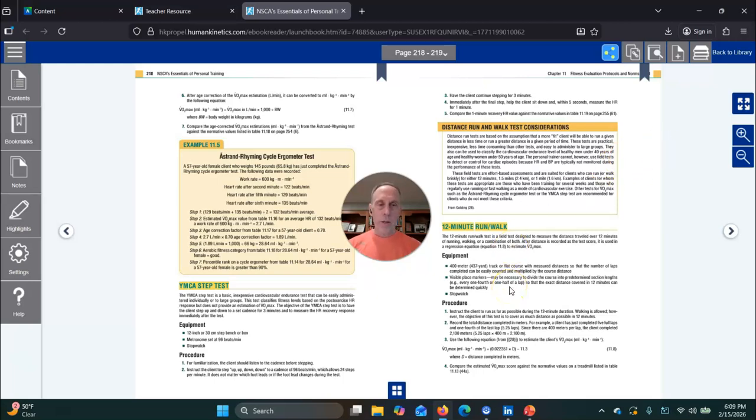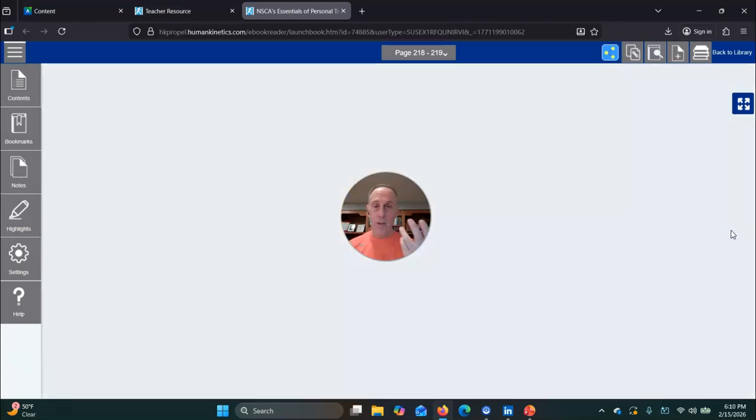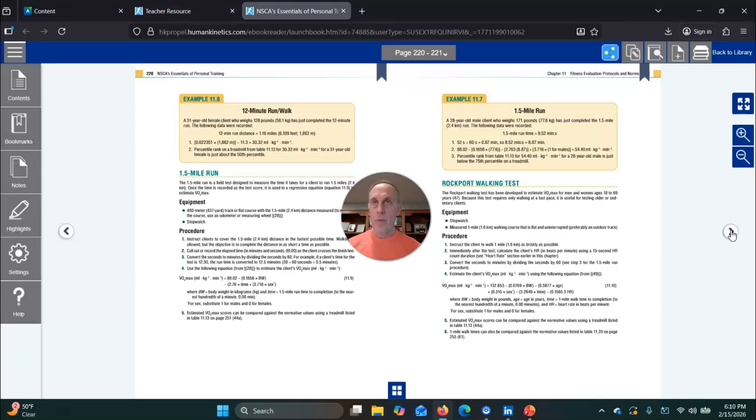With the 12-minute run walk, it's a field test designed to measure distance traveled over 12 minutes of running or walking. You just have to get on a 400-meter track, mark out your spots, and guide your client and make them understand that this is a 12-minute walk-run test. You can choose to walk or run, whatever you like. Then we can use our calculations to come up with the person's VO2 max. And notice it's an estimate of VO2 max. It's not actual. We don't have a mask on them evaluating what they're doing through open circuit spirometry.